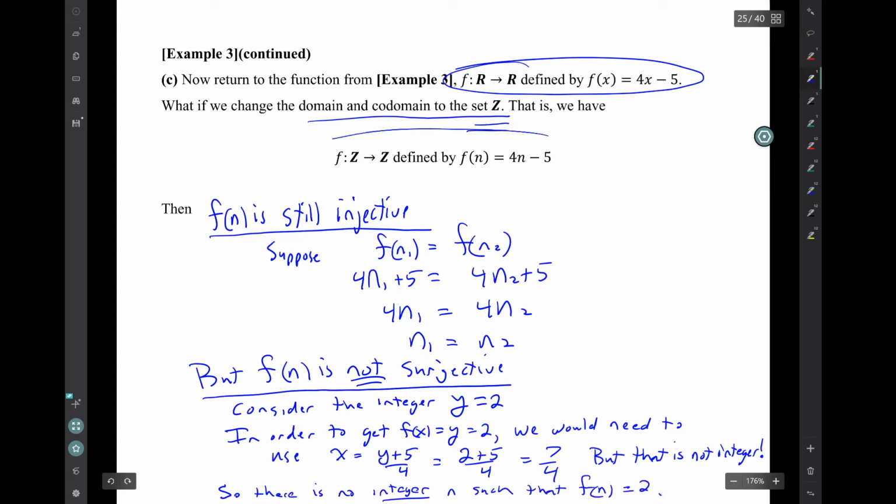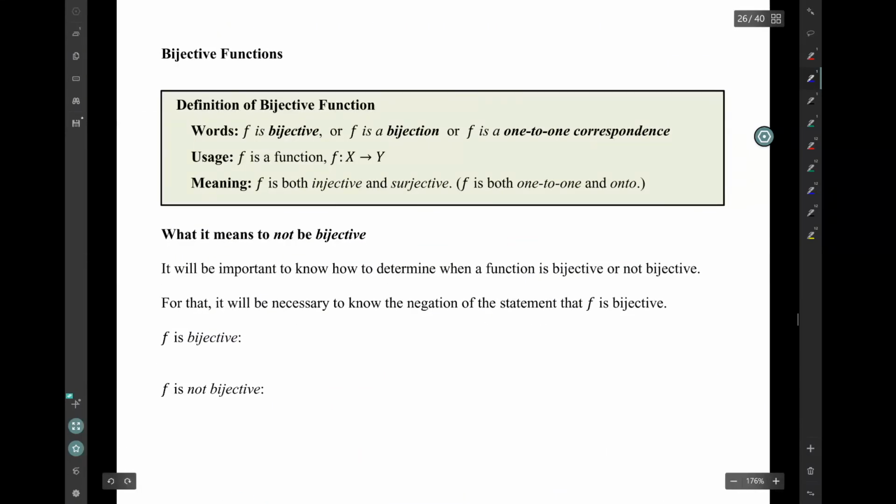So the same formula can describe a function that is not surjective if we change what we're using as our domain and our codomain. Let's go on. Now I want to talk about what are called bijective functions. The words are f is bijective or f is a bijection.